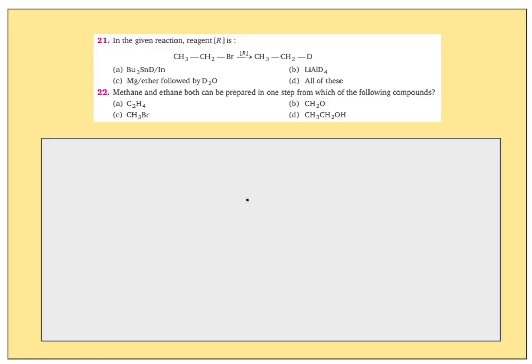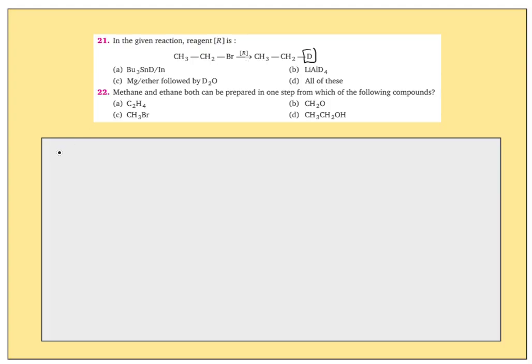Now I am going to solve some questions based on method of preparation of alkanes. In the given reaction, what is the reagent R? The bromoethane is converted to ethane. You see there is a deuterium instead of hydrogen and the reagent R is used.